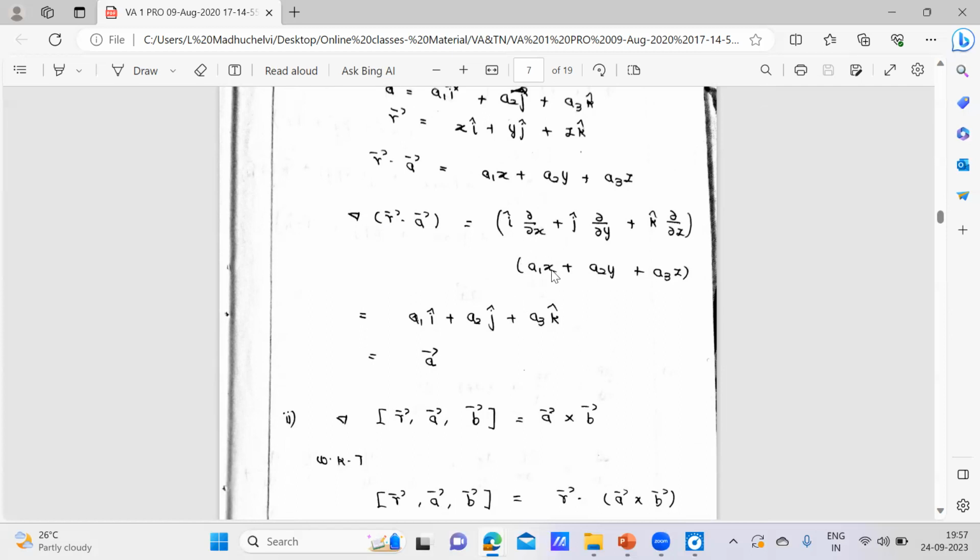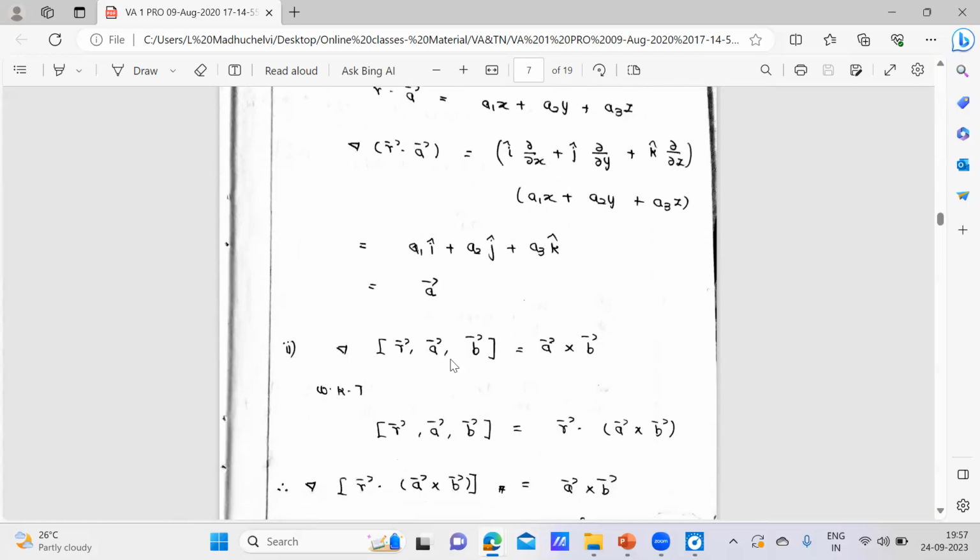Find the dou by dou x of a1x is a1, so a1i. Second one, dou by dou y of a2y is a2, so a2j. The dou by dou z of a3z is a3, so a3k. That is equal to a1i plus a2j plus a3k, that is equal to a vector.